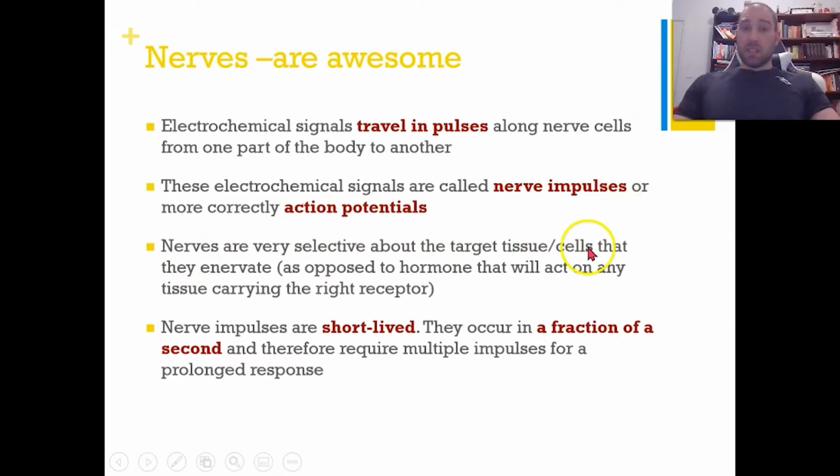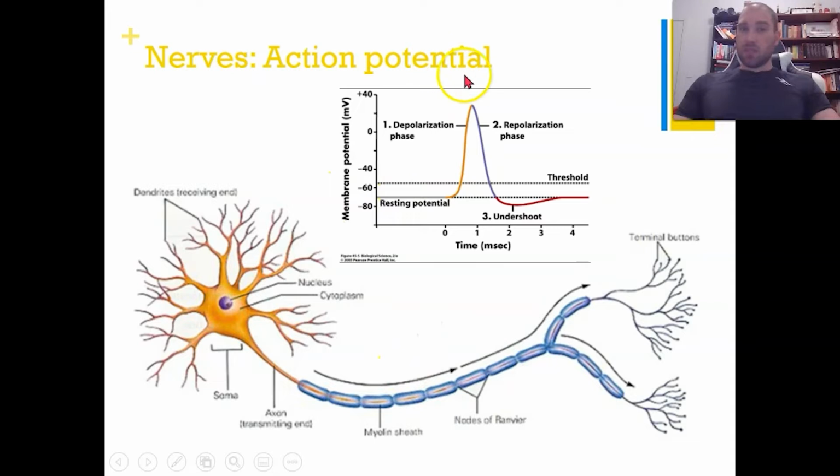Nerves are very selective about the target tissue or cells that they innervate. So innervate is cells that they turn on, basically. Hormones will act on any cells that have the receptor for them, whereas nerves will target a specific tissue or cells. Nerve impulses are very short-lived. They last a fraction of a second, and therefore if you want to have a prolonged response, you need to have multiple impulses occurring frequently. So this is the action potential we're talking about.